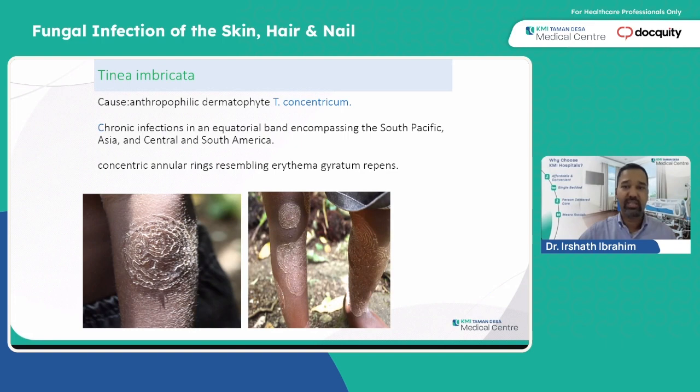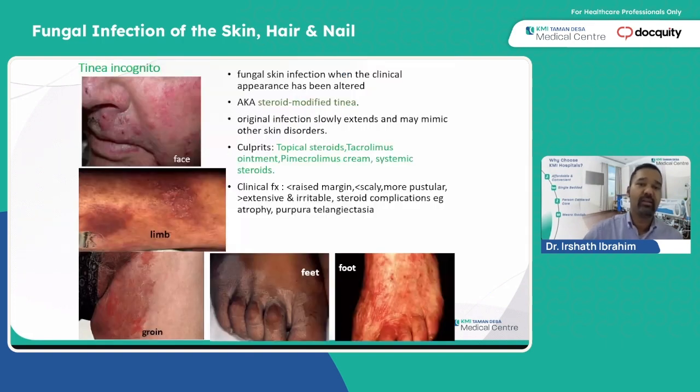Okay, so the next one is tinea incognito or incognita. This is when a fungal infection's clinical appearance has been altered. It is otherwise known as a steroid-modified tinea. So the original infection looks like it has subsided because post-inflammatory hyperpigmentation has developed, but it is actually slowly extending and may mimic other skin disorders. Topical steroids are not the only cause. Even tacrolimus or pimecrolimus, your calcineurin inhibitors, can also cause tinea incognito, not to mention systemic steroids.